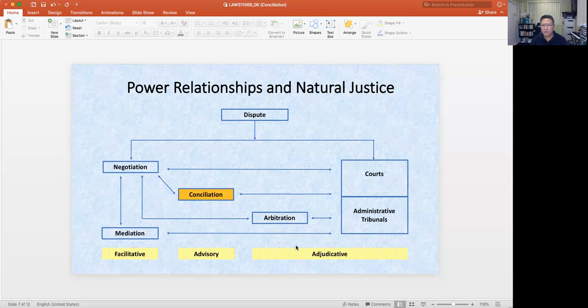But when you move towards arbitration and then the courts and administrative tribunals, there is a requirement for the observance of the principles of natural justice, because the arbitrator and the court system and the administrative tribunals are mainly adjudicative. They make decisions in relation to the dispute, or they decide what the outcome of the dispute will be. So there's a requirement for the observance of the rules of natural justice.